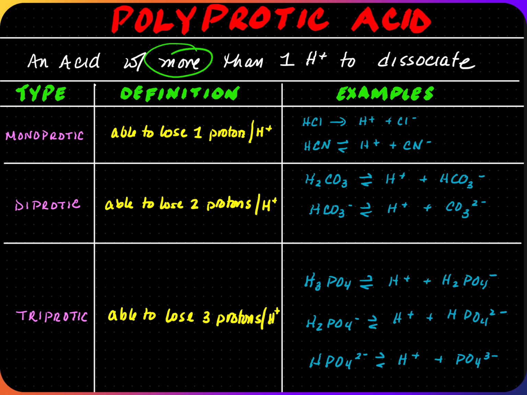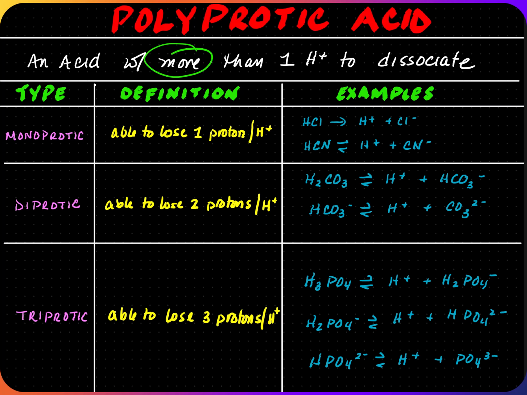Examples of that is hydrochloric acid. If I break that apart, since it's a strong acid, it will dissociate into H+ plus Cl minus. Hydrocyanic acid is a weak acid. It would dissociate into H+ plus CN minus. Both of these examples only contain one hydrogen. Note that strong acids have one arrow because they completely dissociate. Weak acids and bases will have a double-headed arrow because they establish equilibrium, as they only partially dissociate.